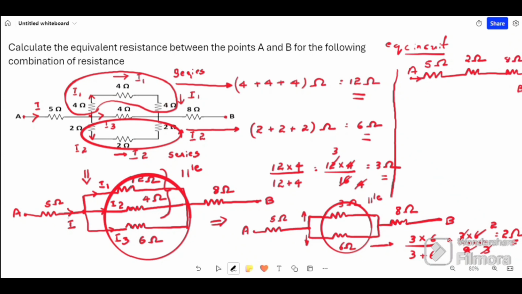Now we can see that the same current I will flow in all 3 resistors, 5 ohm, 2 ohm and 8 ohm. So it is a series connection. For series connection we know the equivalent resistance is the sum of resistances, that is 5 plus 2 plus 8, 15 ohm. So the equivalent resistance is 15 ohm. Drawing an equivalent network diagram at every step makes the problem simple.